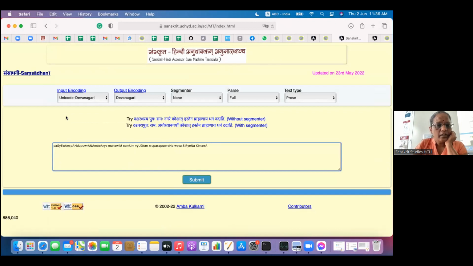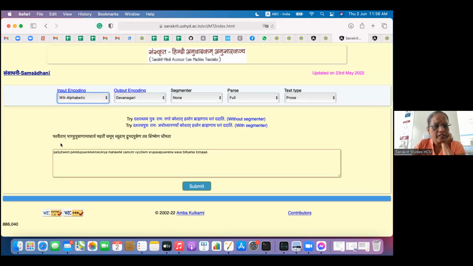Okay. This is, I think, in the first chapter itself of Bhagavad Gita. Now, this shloka, as you see, the words are not split. So I call a segmenter, which is developed by Professor Gerard Huet. And I also tell the machine that this is a verse, it is a shloka, not a prose. And I submit it to the machine.